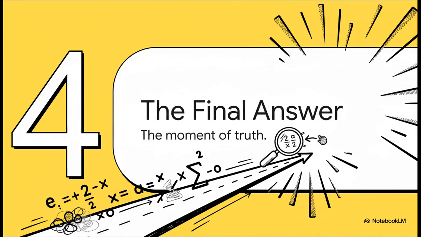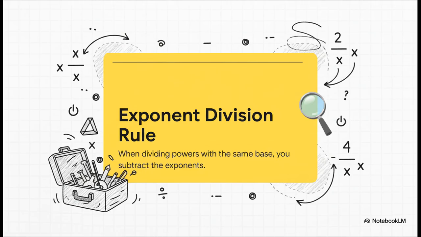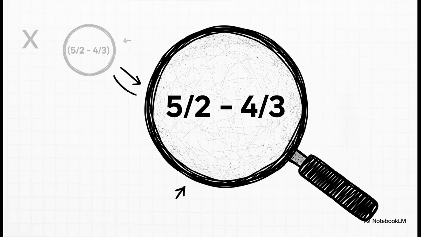All right, we are on the home stretch now. The really hard part, the translation, is over. All that's left is a little bit of simple arithmetic to get us to that final answer. So to simplify this, we just need one more little tool from our toolbox. When you're dividing powers that have the same base, in our case, it's x, it's super simple. You just subtract the bottom exponent from the top one. So if we apply that rule, this is what we get. I mean, look at that. This whole complicated thing has boiled down to just subtracting one fraction from another. 5/2 minus 4/3. That's it. That's all we have left to solve.